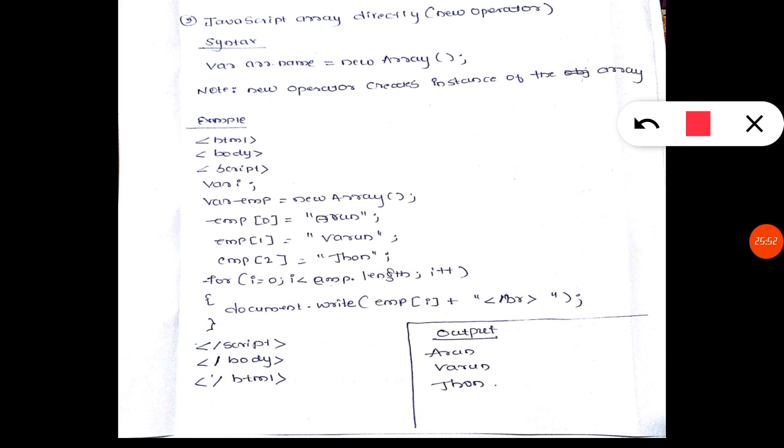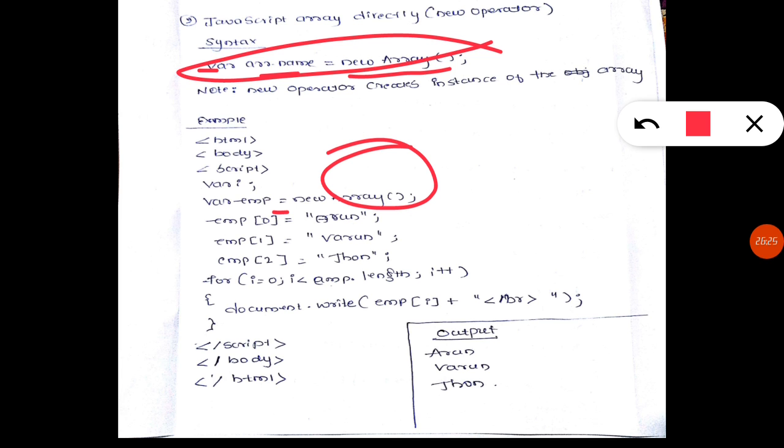Okay, and see the next method is to create the array just by creating an instance of an array object directly. See here, var array name = new Array. This is the second method from which we can create the array. Here the new operator creates an instance of an array object. Here Array is a parent object, and now we are creating an instance of the parent object Array. And see here, employee is an array instance of an array object.